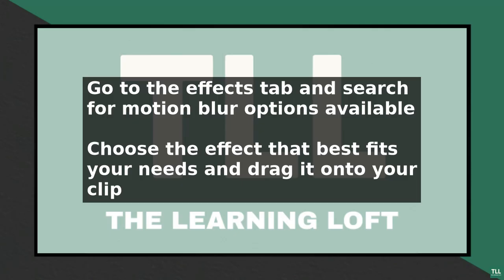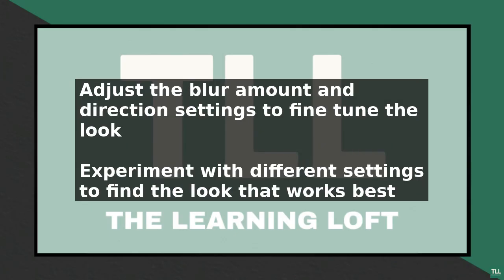In addition to adjusting the blur amount and direction, you can also use keyframe animation to make the motion blur effect more dynamic. This allows you to change the blur amount and direction over time, creating a more complex and interesting effect. When using motion blur, it is also important to consider the context of your clip.